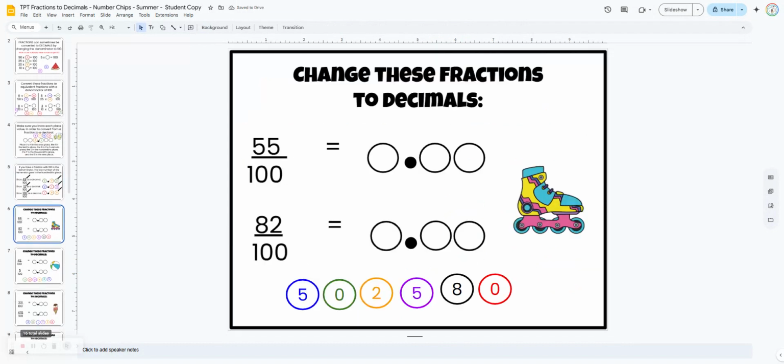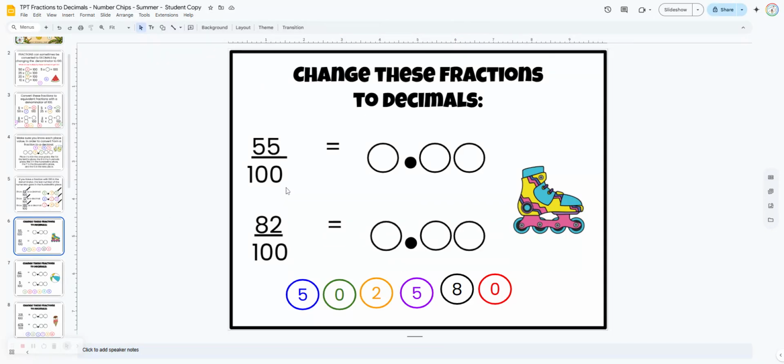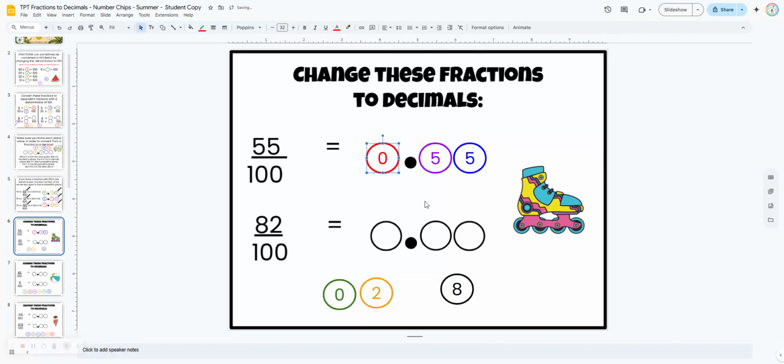Now on the next 3 slides, we've got fractions with 100 in the denominator, and we're just going to change them to decimals. We know that 5 has to go in the hundredths place, and then we just place the other numbers. This one has to be a 0. 82 hundredths, same thing. So these start out pretty simple.